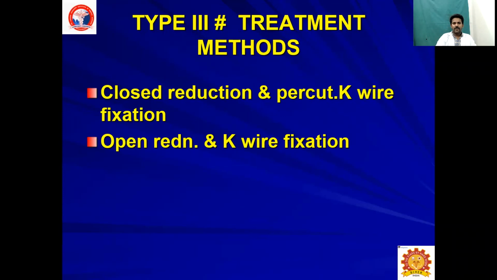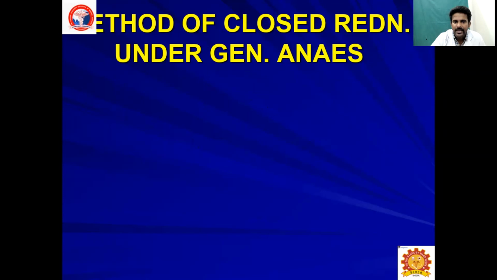Type 3 fracture, the closed one, that is, both the fragments are not in contact with each other, so always try for percutaneous K-wire or pin placement. Open reduction K-wire technique is also done if it is a difficult fracture.